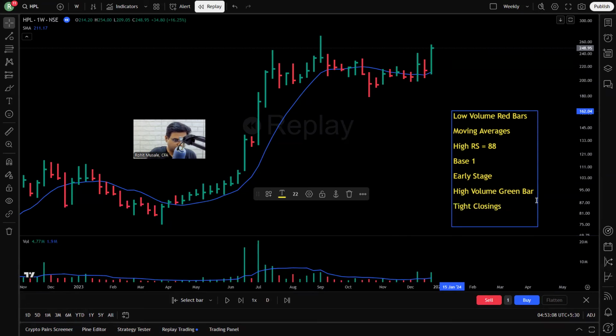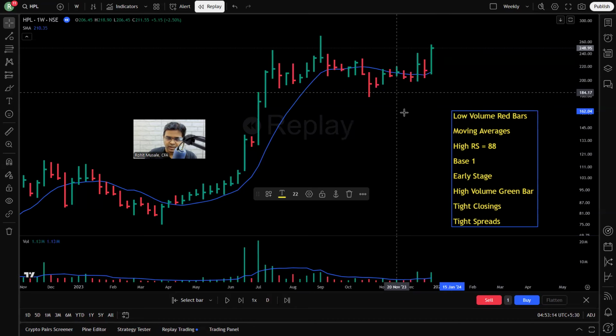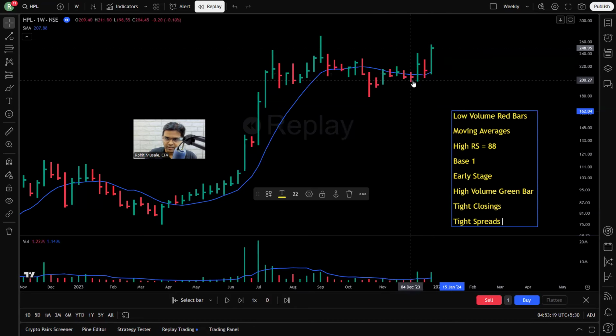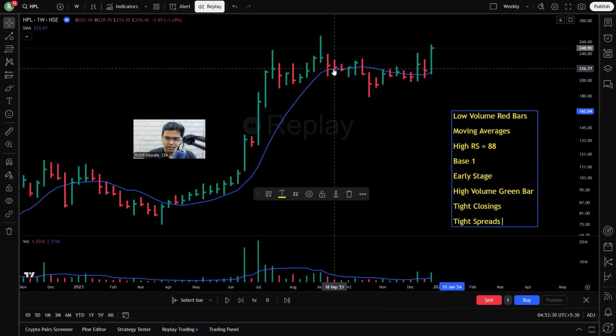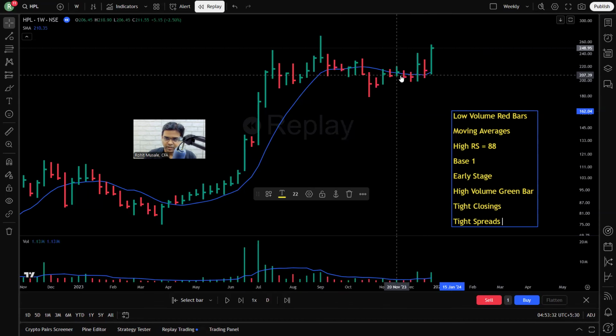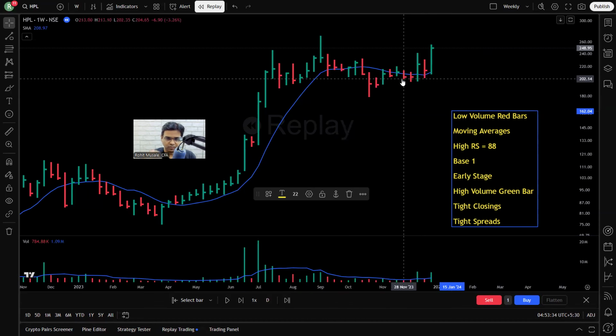You also have tight spreads. What is a spread? Spread is the distance between the high and low of the bar. So small spreads here, right? There is no definition of high or small inside the base. It is all relative. So for example, compared to this bar, compared to this bar, or compared to this bar, these bars are displaying small spreads. So you have tight spreads, you have tight closings inside the base.